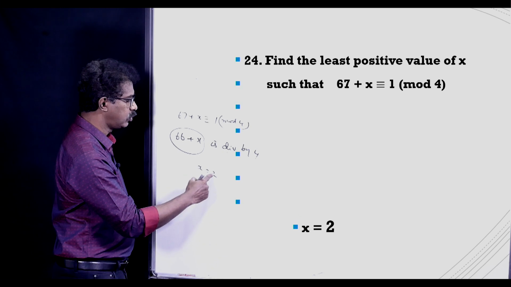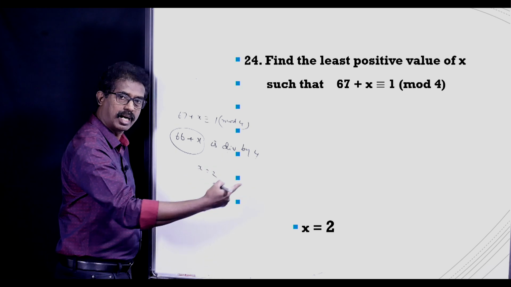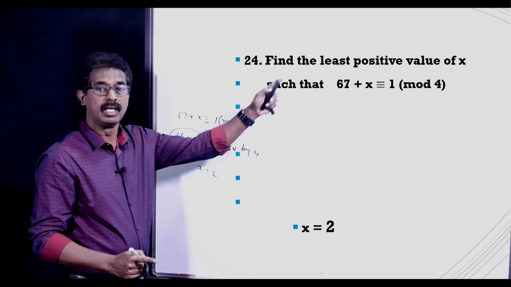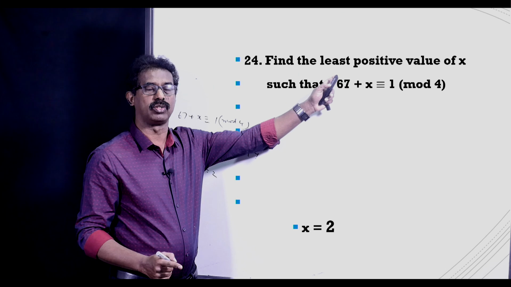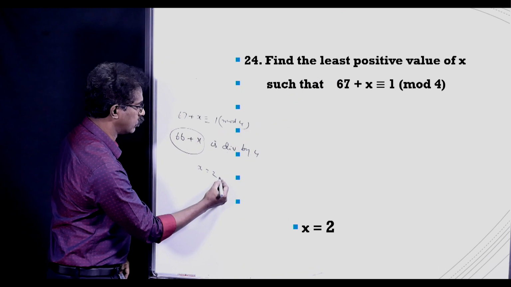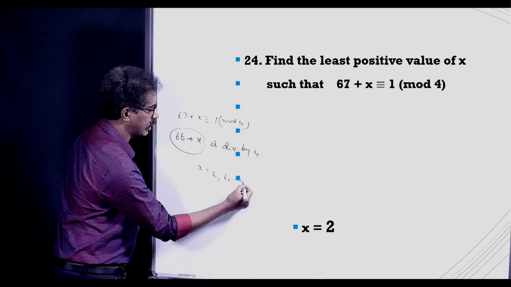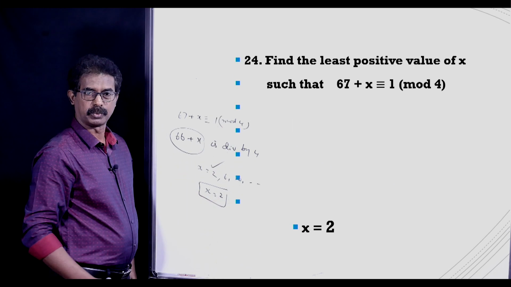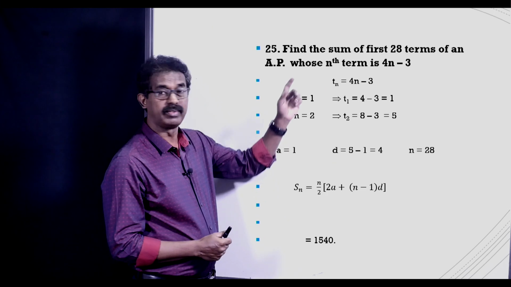Not only 2, 6, 10, or keep on adding 4, all possible numbers, but the question they asked, find the least positive value among all those values, 2, 6, 10, etc. The least value is 2, so that is the answer you are supposed to write. Okay, now listen, the 25th question.